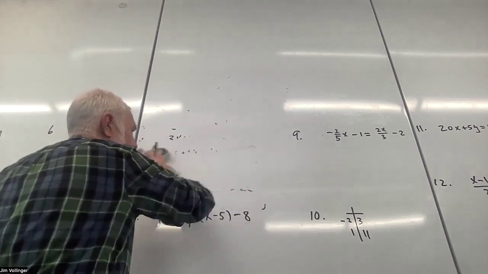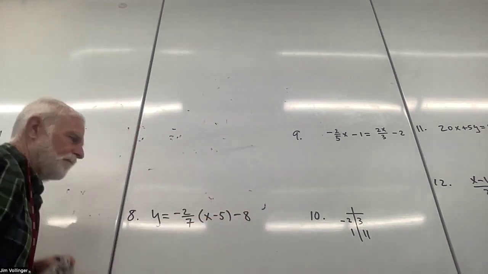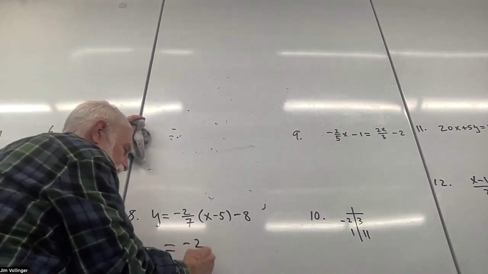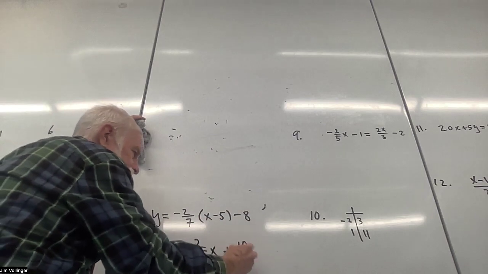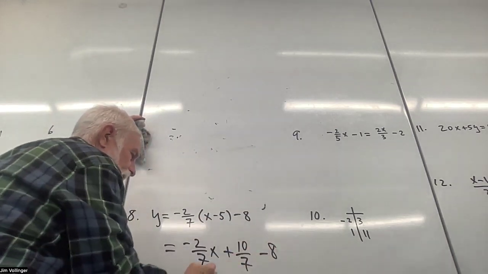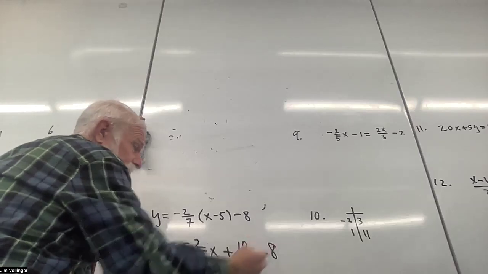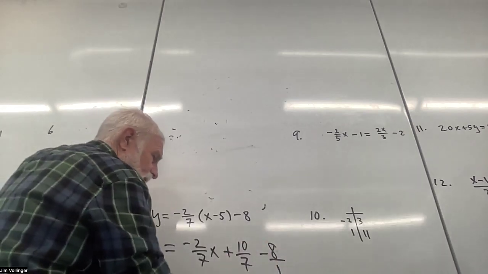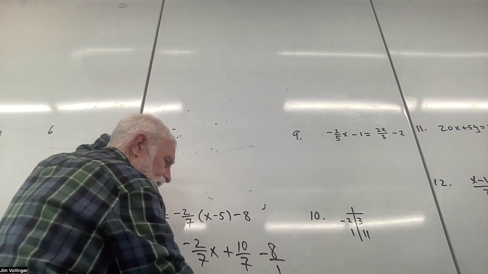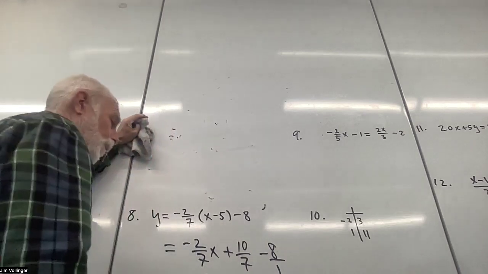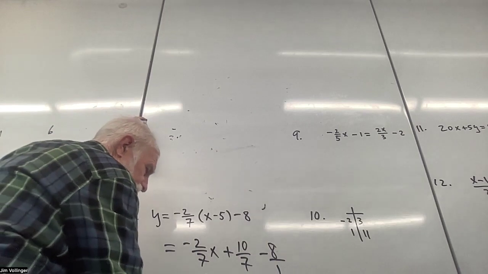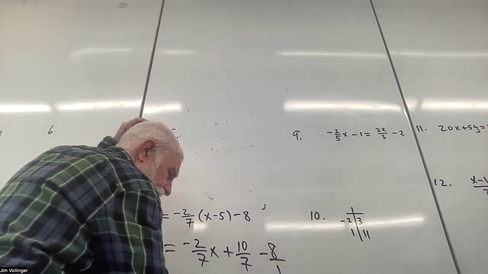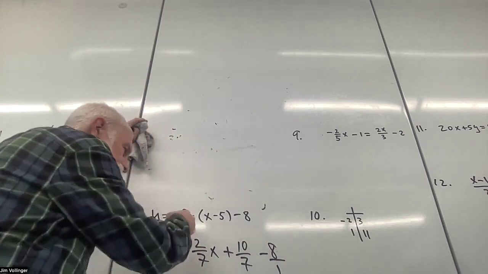Slope intercept. The only purpose really for this is to make sure everybody can multiply a fraction and add a fraction quickly and easily. Minus 2/7 x plus 10/7 minus 8 equals minus 2/7 x. 8 has to be expressed with a common denominator. So 7 times 8 is 56. So I have 10/7 minus 56/7. So my final answer: minus 2/7 x minus 46/7. That's the same equation as that.